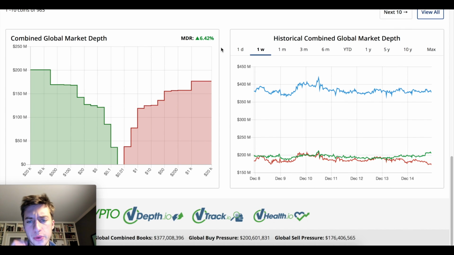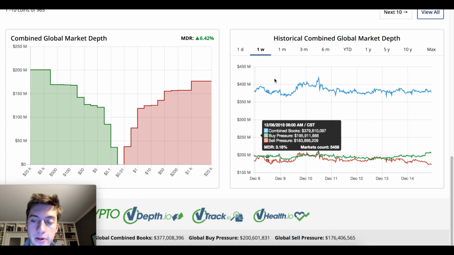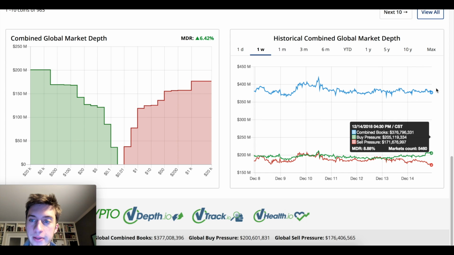This is a really cool tool that actually adds together all bids and all offers for all cryptocurrencies and all crypto markets. And it tells us how many dollars worth of bids there are and how many dollars worth of offers there are. So you can see here, we have currently $205 million worth of bids. So that's a lot of money. And $171 million worth of offers at 4:30 Central Time.